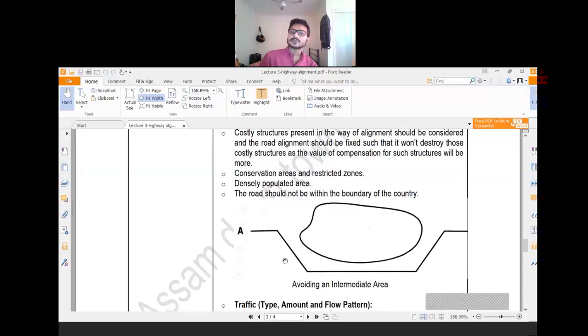Next one is the road should not be within the boundary of another country. If another country is there, in that case the road should not go into that country. Okay, suppose this is another country. In that case, you have to deviate your road so that your road passes through your country only. Okay, it should not pass through another country.